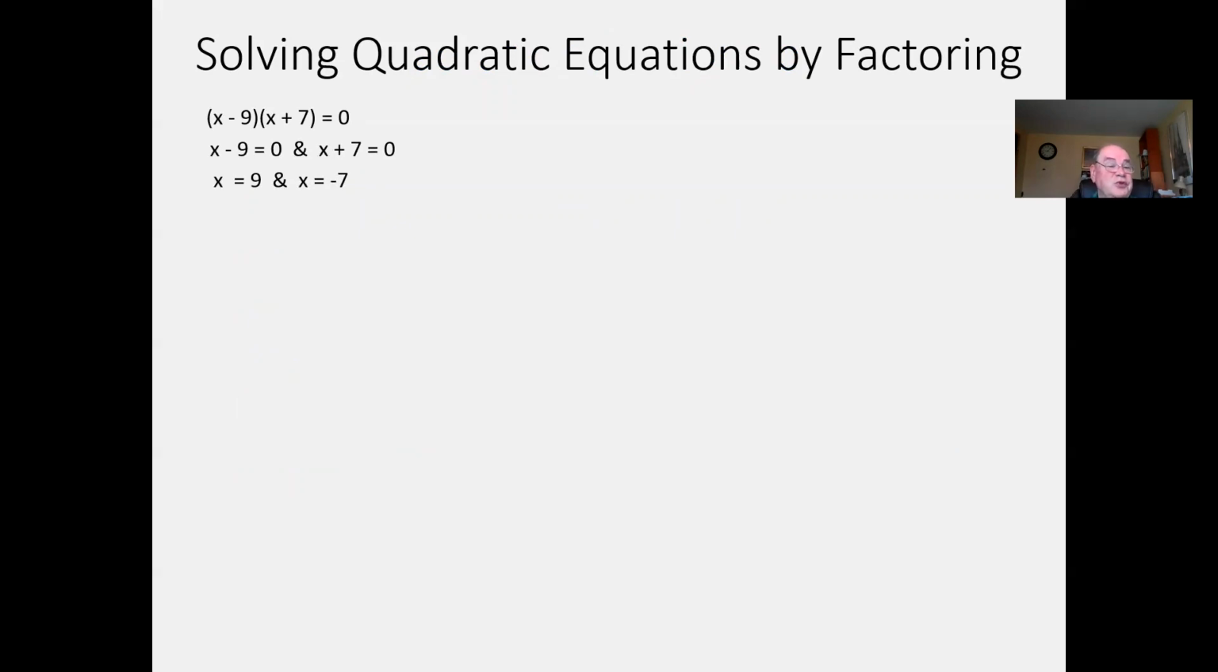And sure enough, if you put either one of those two numbers into our original equation, of course we're going to get 0. If you put 9 into the first term, 9 minus 9 is 0. Well, 0 times whatever's on the other side is going to give you 0. Clearly 9 is a solution to the equation, as is -7, because in the second term, -7 plus 7 will give me 0, and that will kill anything on that side to give me my equation, which is 0 equals 0.